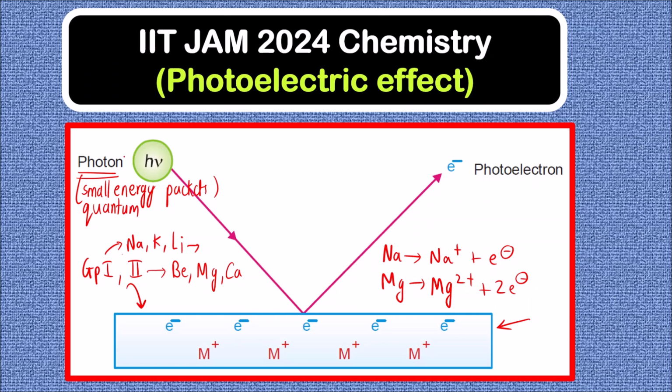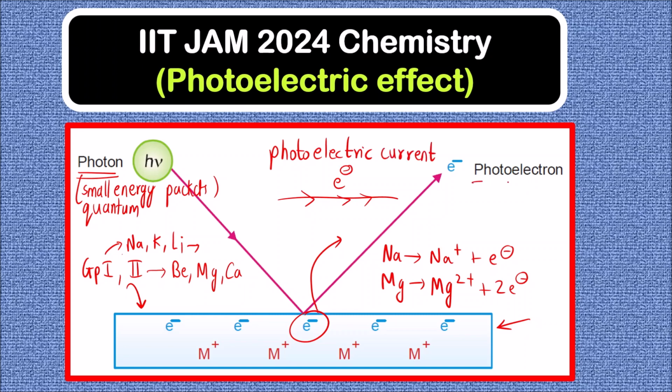So photons, or small energy packets, we incident on a metal surface, and what will happen? The metal will lose electrons and these electrons are ejected. After they are removed or ejected from the surface of the metal, they will move in a conducting medium and constitute current. That current is called the photoelectric current. And the electrons that are ejected are called photoelectrons.